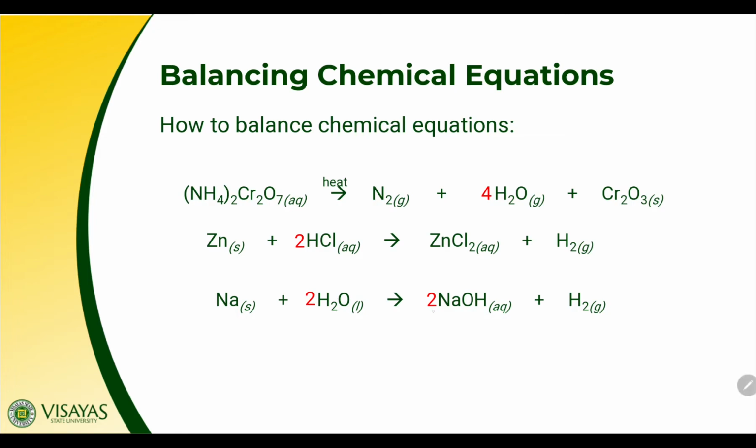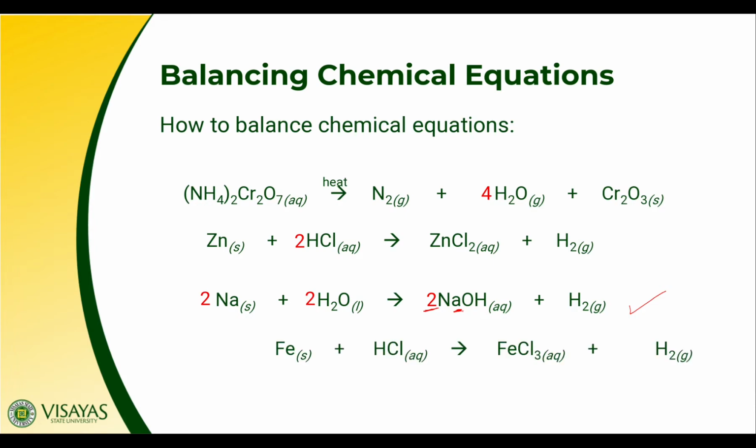By the way, when we put 2 in here, the number of sodium atoms has changed, no? So we have 2 times 1, this becomes 2. So we also have to put 2 in the sodium atom on the reactant side, okay? And this is now the balanced chemical equation.